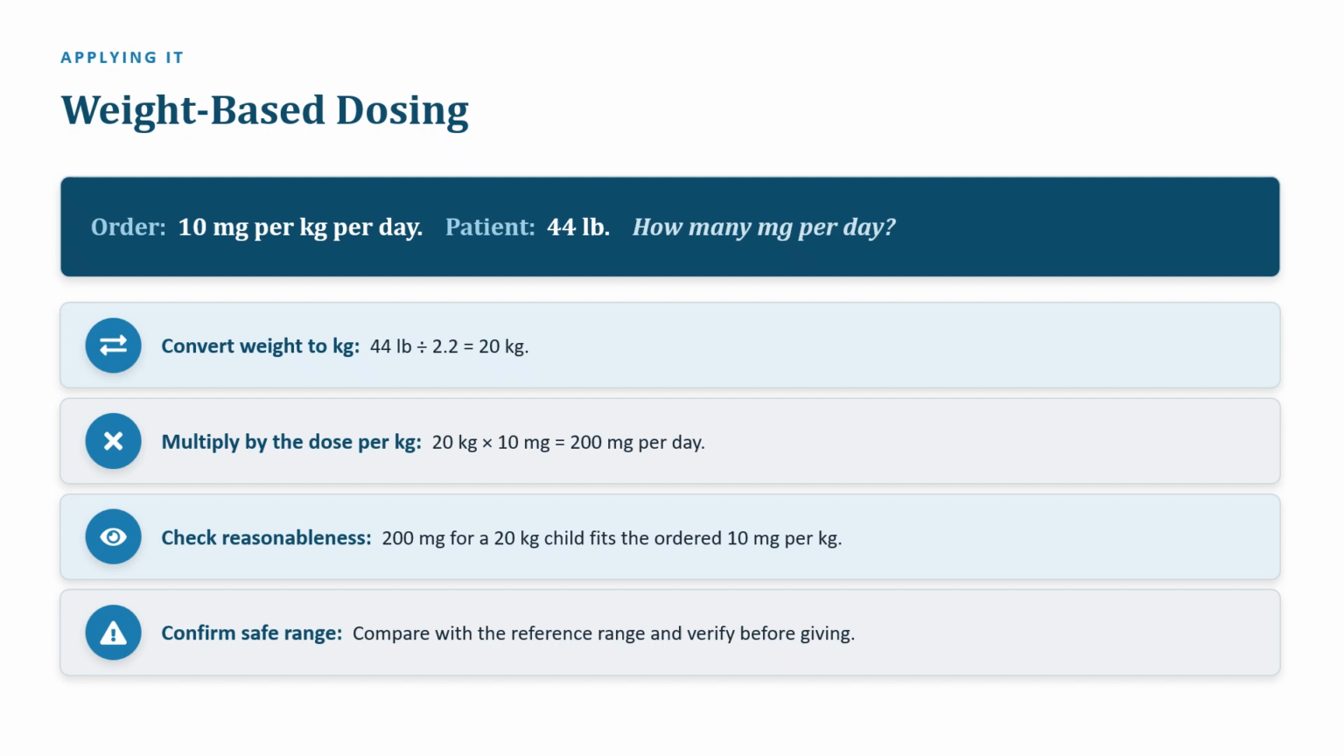Step 4, and this is a professional habit worth building, confirm the result against the medication's safe dose range in a reference and verify before anything is given. Weight-based doses should always be sanity checked against recommended dosage because a decimal slip or a missed conversion can produce a dangerous number. Notice the pattern. Convert the weight, multiply by the per kilogram dose, check reasonableness, and verify. For a child, that verify step can prevent serious harm, which is why we emphasize it so strongly.